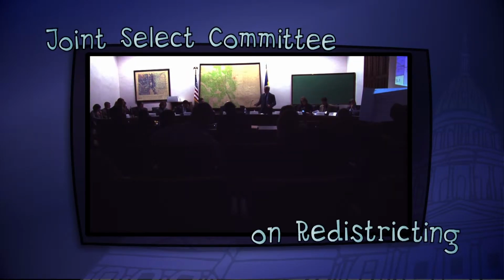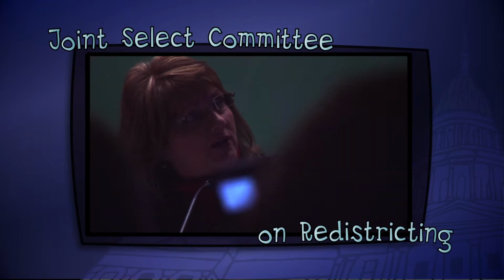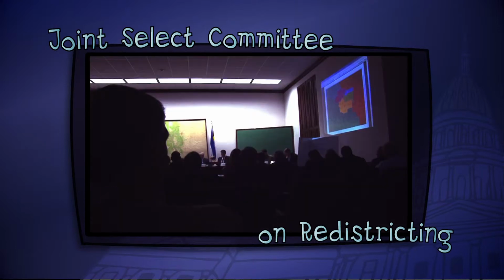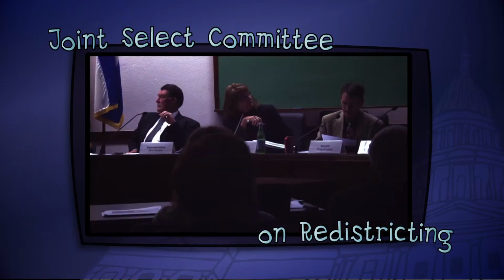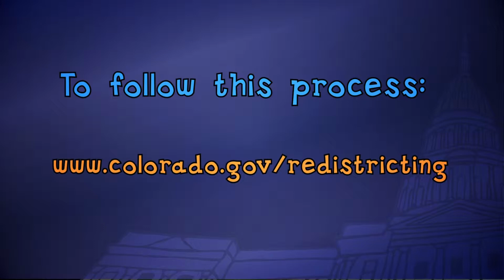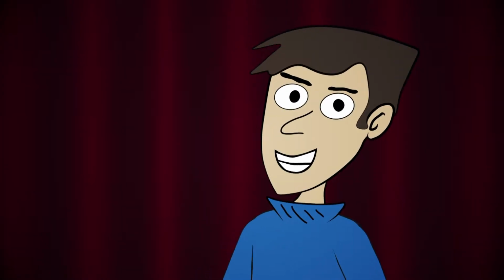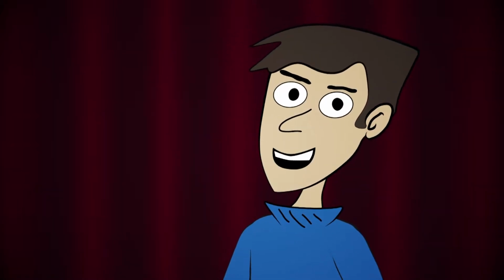In 2011, the Colorado General Assembly appointed a 10-member Joint Select Committee on Redistricting to begin redrawing the congressional districts. This Joint Select Committee held public hearings throughout the state to obtain citizen input on congressional district boundaries. To follow this process, go to colorado.gov/redistricting. In addition to the time constraints, there are some other federal requirements that the congressional redistricting plan must meet.